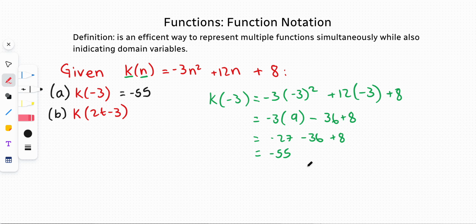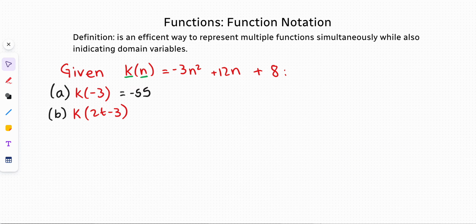Another way to express this is as a coordinate point, a point on a coordinate plane. We take our x value, because coordinate points are in the order of x, y. Our x value in this case is -3, because that's what we sub in for n, and we take our output value, which is -55, and this is how you would express it as a point. All right, so let's move on to part B.